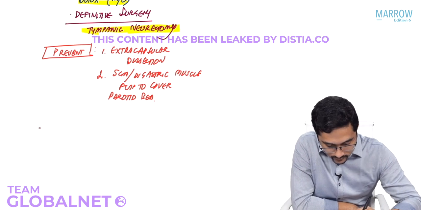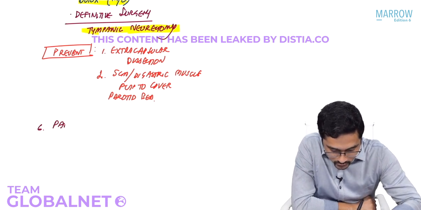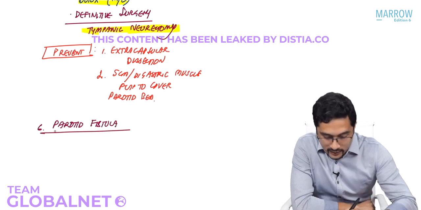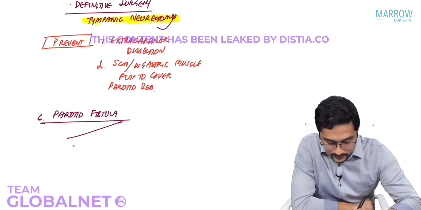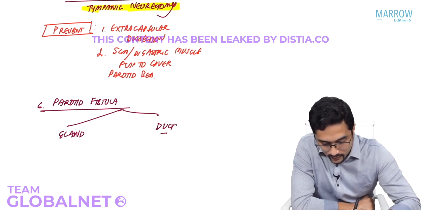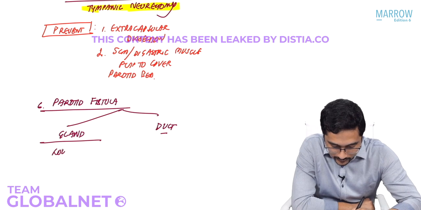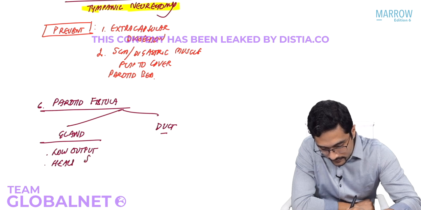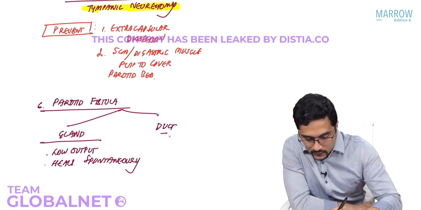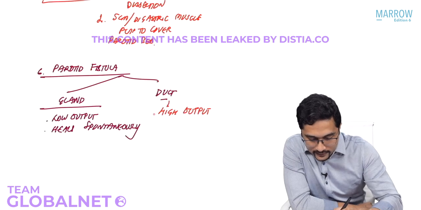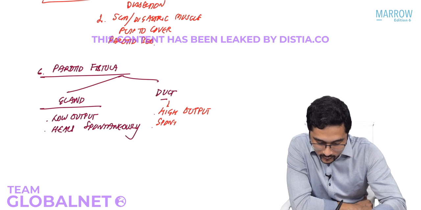The final complication which you need to know is a parotid fistula. Now parotid fistula can either be with the gland or via the duct. If a fistula forms through the gland, it is a low output fistula, and usually it heals spontaneously. But the fistulas which are associated with the duct are high output fistulas, and spontaneous closure is uncommon.